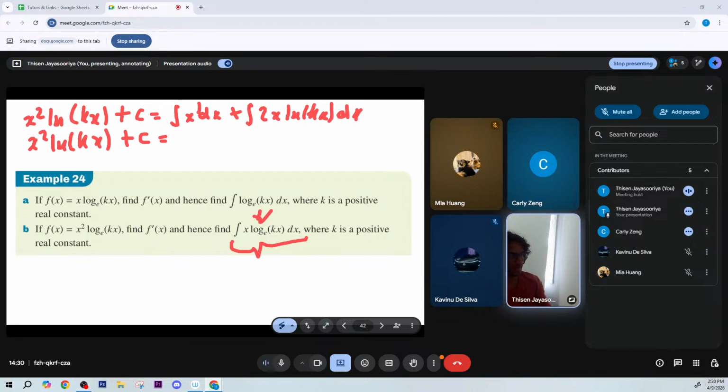So here it's x to the power of 1. So we add 1 to the power, so we have x to the power of 2. And then divide by that new power, so we get x squared over 2. Plus 2 integral x ln of kx dx.